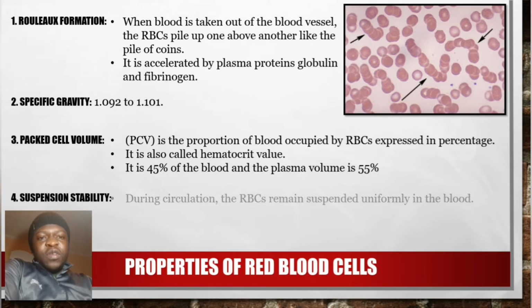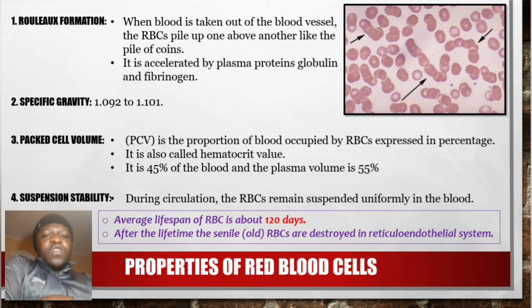Suspension stability. During circulation, the red blood cells remain suspended uniformly in the blood, right? So it's another important characteristic or property, suspension stability. So, the fate of RBCs.